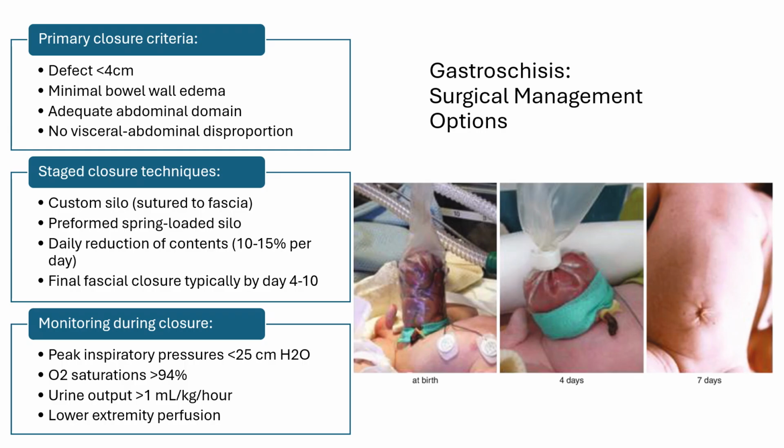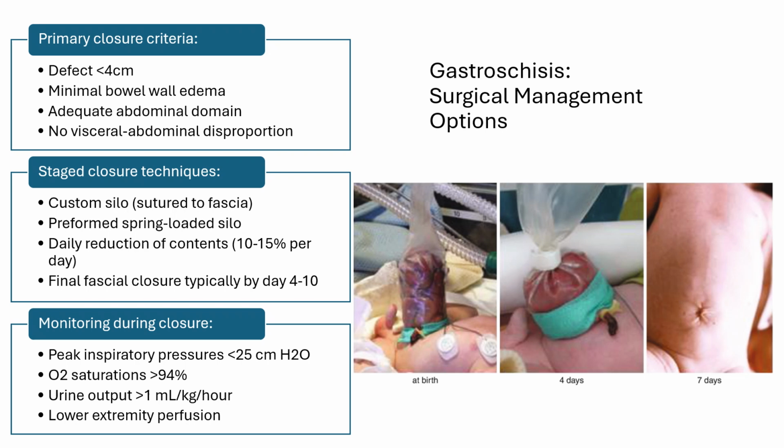Urine output below 1 milliliter per kilogram per hour provides early warning of renal compromise. Excessive abdominal pressure compresses blood vessels, and the kidneys demonstrate the effects of compromised perfusion first. Lower extremity perfusion assessments ensure adequate circulation to the legs.